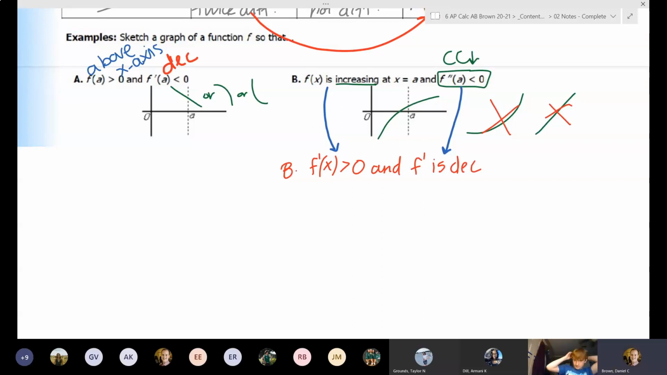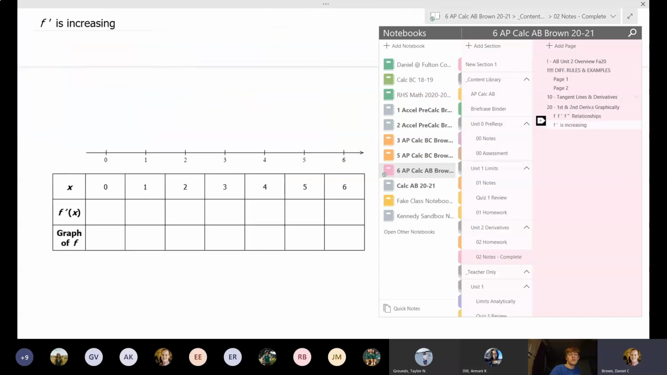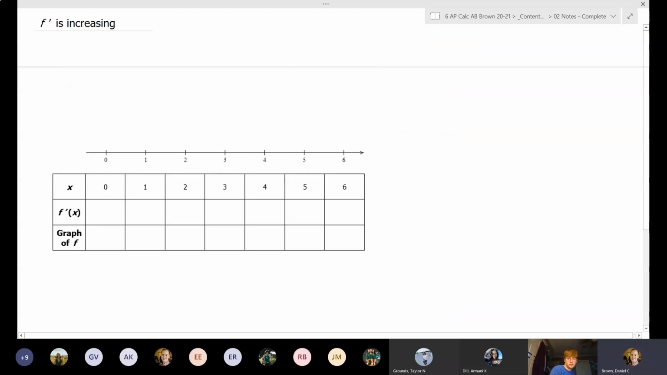I do often have students confused. They're like, all right, Mr. Brown, I don't understand how if f prime is decreasing, that means the graph is also itself increasing. Sometimes it confuses people more than others, but I do want to give you a reason for certain things. If I say f prime is increasing, that is the same thing as saying f double prime is greater than 0, which is the same thing as saying that the graph of f is concave up. All three of those statements mean the same thing.